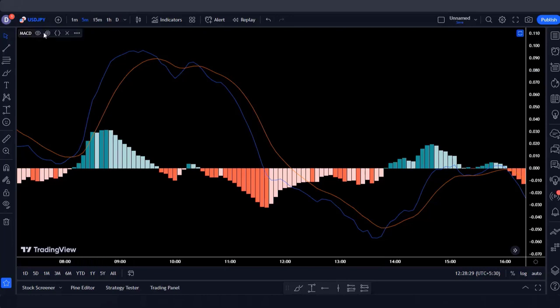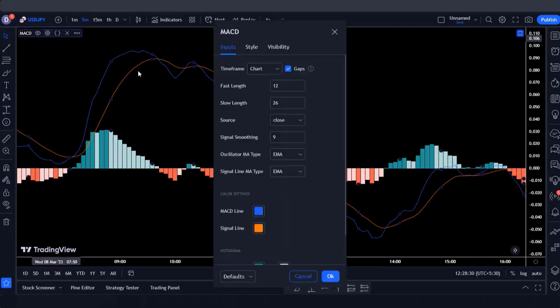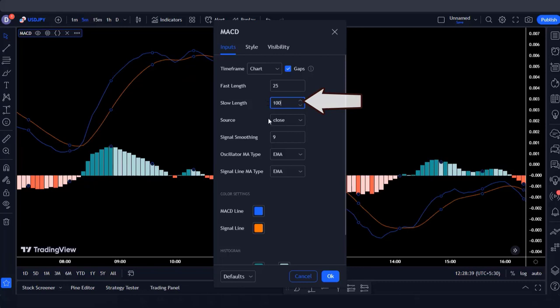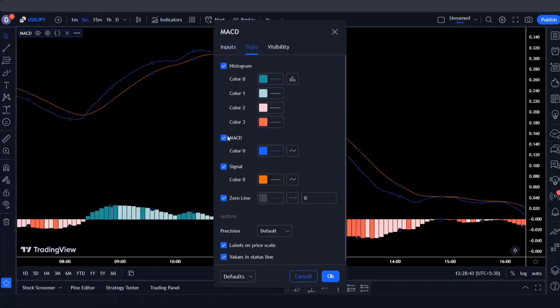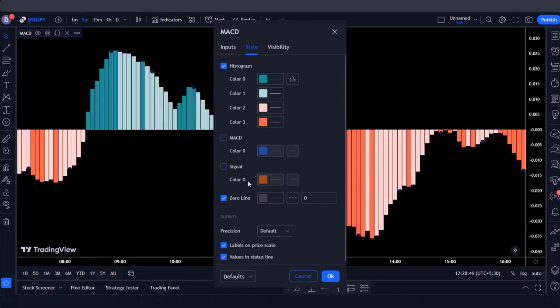In order to do that, click on the gear icon, then in the Input tab, change the fast length option from 12 to 25. Let's change the slow length option from 26 to 100. In the Style section, disable the MACD and Signal Line options. That's it. Now we can click on OK.